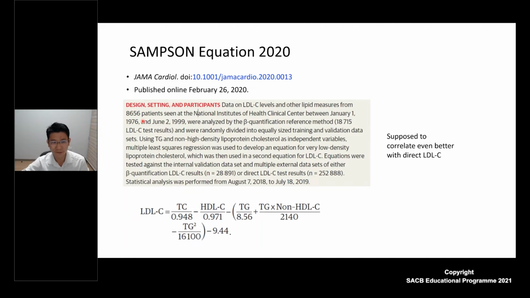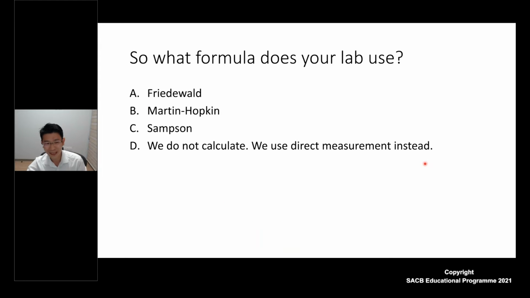They based it on quite old data, from 1976 to 1999. The reference method was the beta quantification reference method, which is the ultracentrifugation one. They found this formula, which, according to the authors, is supposed to correlate better with the direct LDL measurement. So what formula does your lab use?